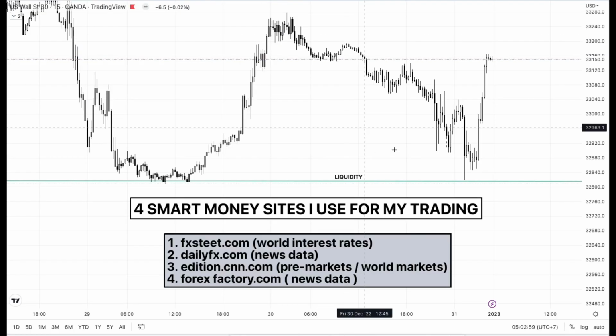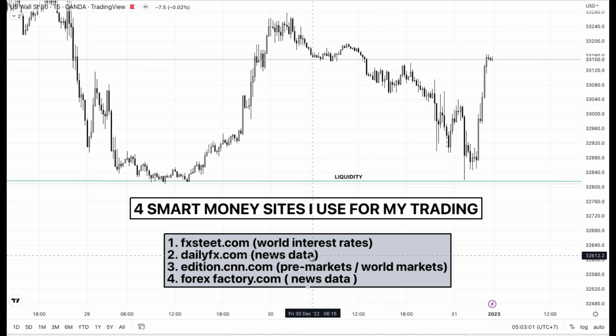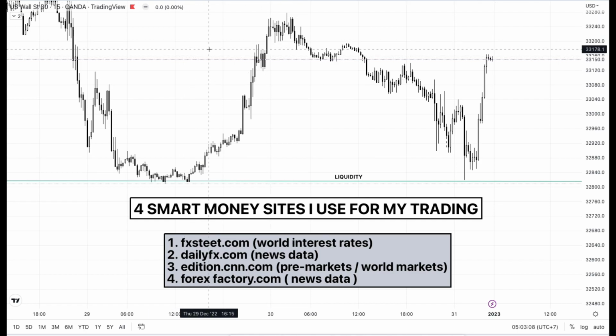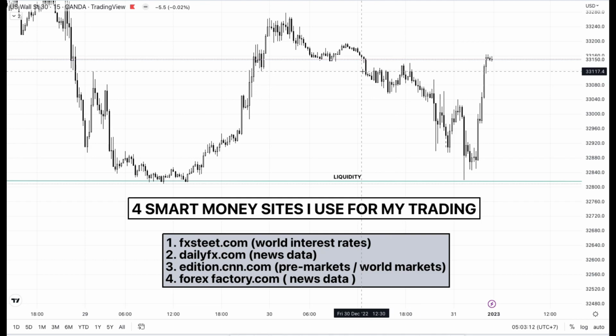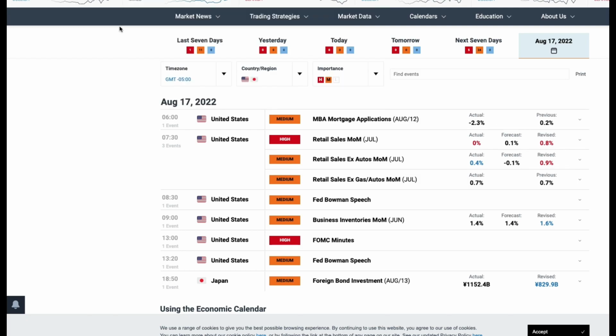So the next smart money site that I use for my trading is dailyfx.com, and I use that for my news data, so I can see news that comes out that's going to be affecting my trades and the whole market structure that I'm going to be looking at. And so what this site looks like is here.